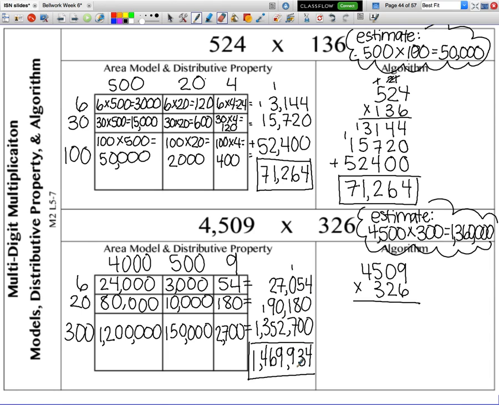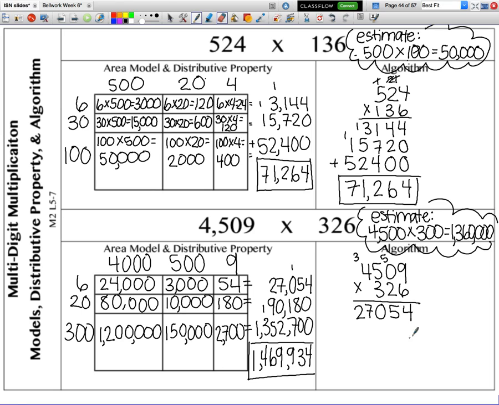So now let's figure out our standard algorithm here. So here we go. 9 times 6. Oh, remember, we're just doing 4,509 times 6. Pretend that 32 doesn't even exist. So 9 times 6 is 54. So I'm going to put my 4 down here, carry my 5. 0 times 6 is 0, plus 5 is 5. 5 times 6 is 30. Put my 0 down here, carry my 3. And 4 times 6 is 24, plus 3 more is 27. So I'm going to check my partial products are lining up, so I'm good to go.